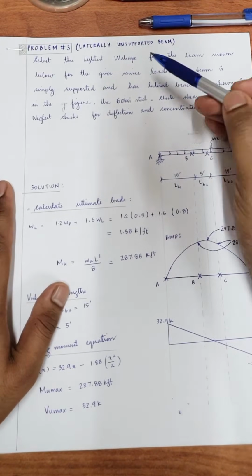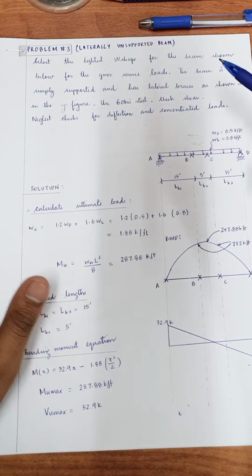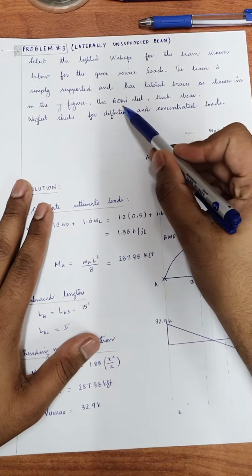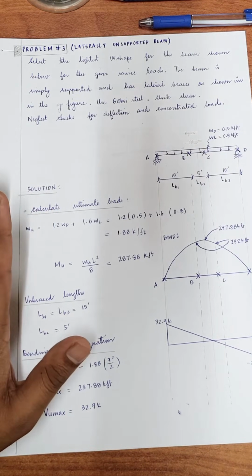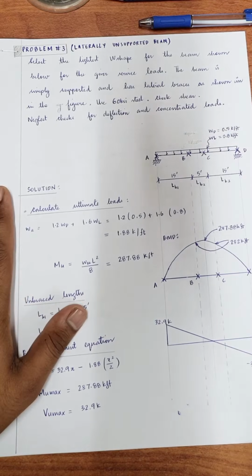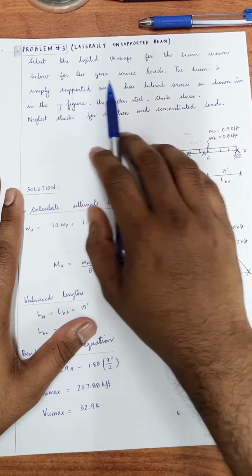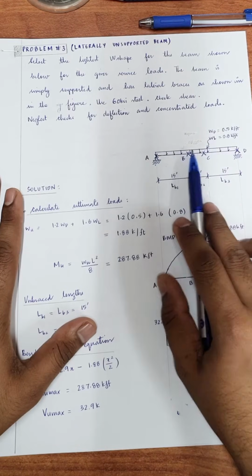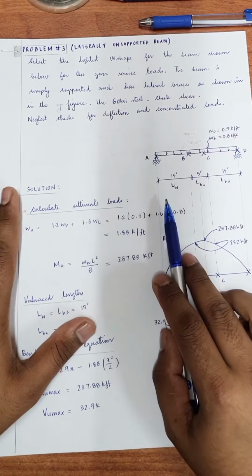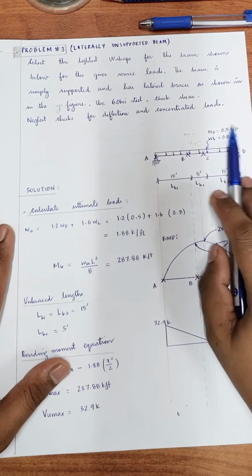The third problem is a laterally unsupported beam, but with some differences compared to the second problem. For example, we have 60 ksi steel, and we see that the segment Cb values are not equal to 1. So the problem is to select the lightest W shape for the beam shown in the figure below. The beam is simply supported and has lateral braces as shown in the figure. We have 1, 2, 3, 4 lateral braces. And the W dead load and W live load have been given here.